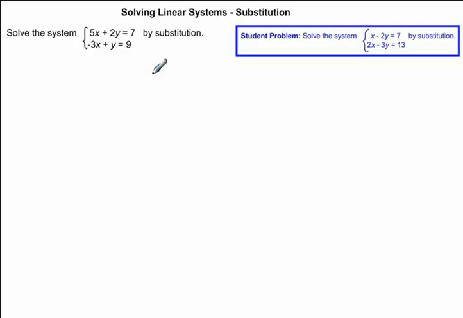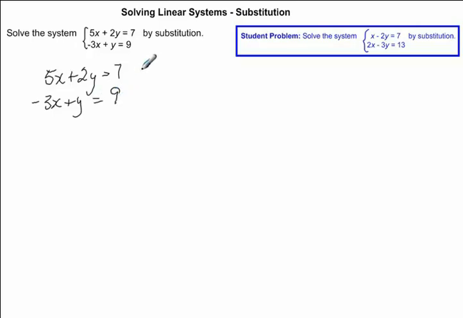When we're asked to solve a system of equations, what we're really looking for is the point of intersection of those two lines. So we're going to look for an x value and a y value. We're going to start the solution off by rewriting the equations. So I have 5x plus 2y is equal to 7 and negative 3x plus y is equal to 9.